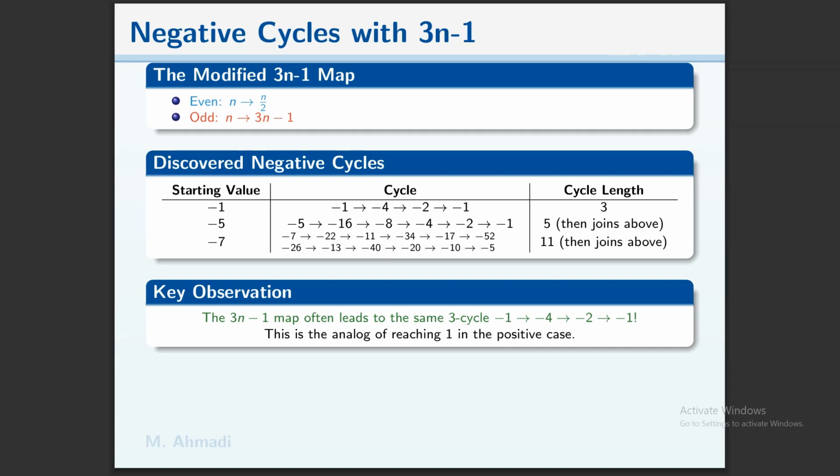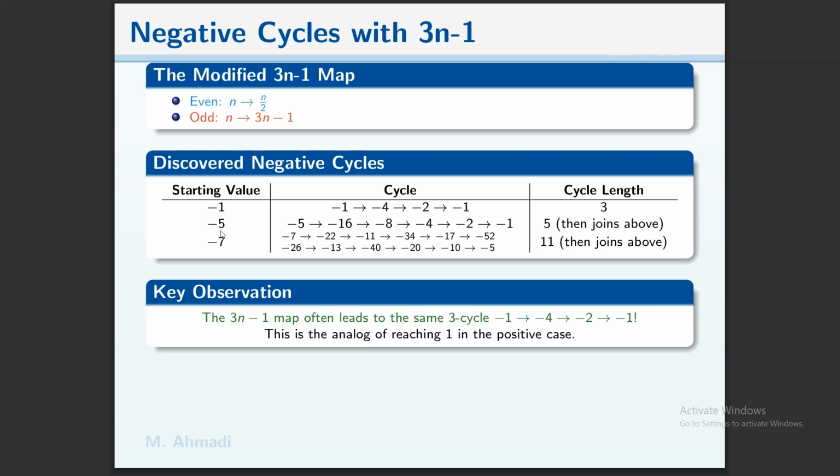Next, we investigate 3n minus 1 with the negative cycles. The rule is if n is even, then the result is n over 2. If n is odd, then the result is 3n minus 1. Here we can discover the negative cycle. If I start with minus 1, the cycle is minus 1, minus 4, minus 2, and minus 1. The cycle length is 3: minus 1, minus 4, and minus 2.